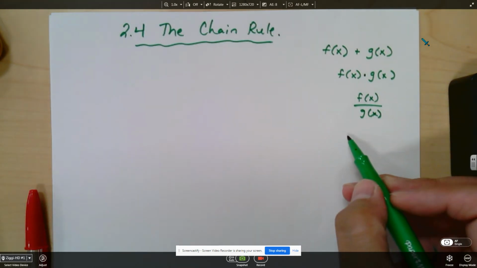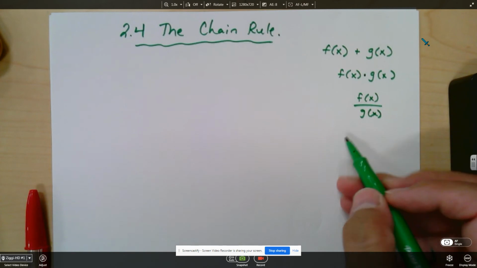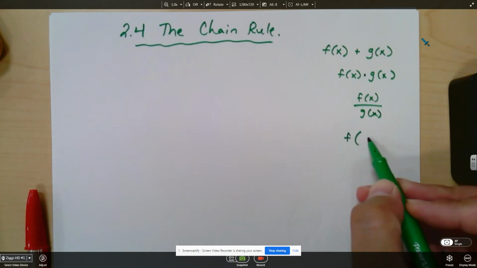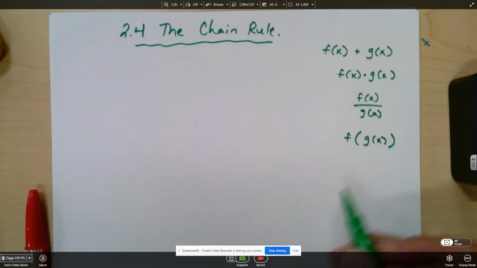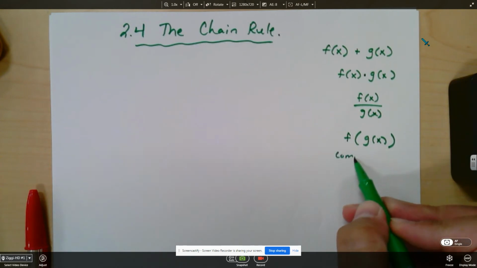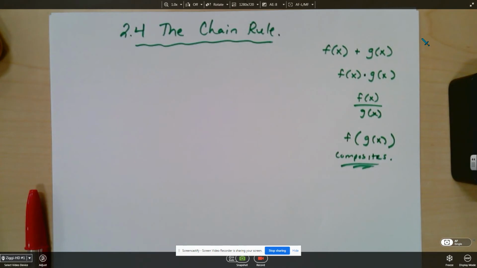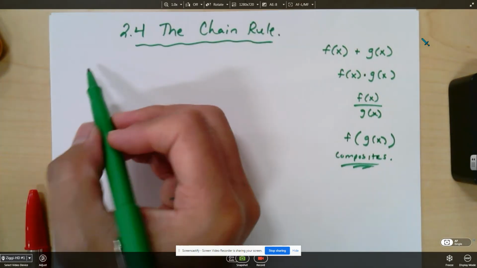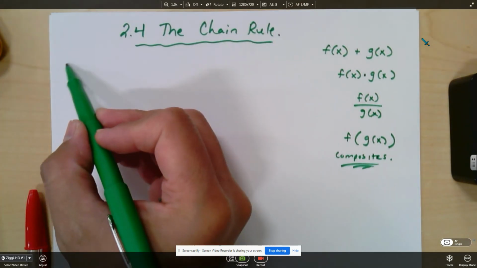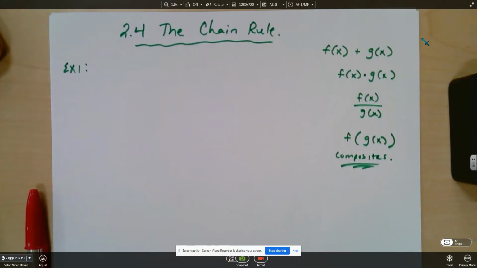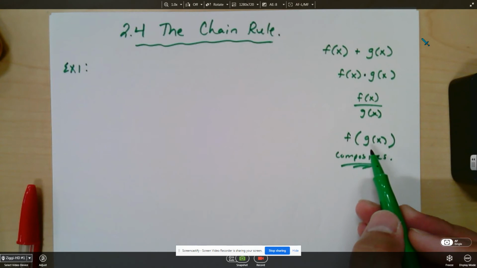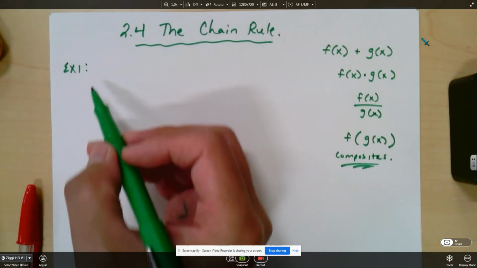So today, we are doing everyone's least favorite, the composites. Okay, so we're going to learn a rule to help us take derivatives of composites. And just like how we started, let me give you an example and see if you can figure out what I'm doing to my generalization of f and g.